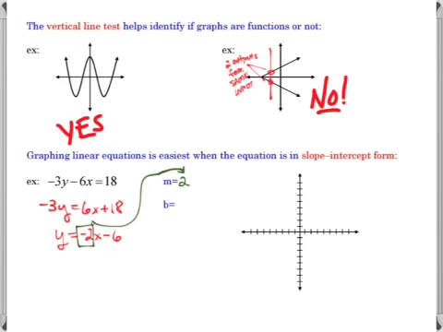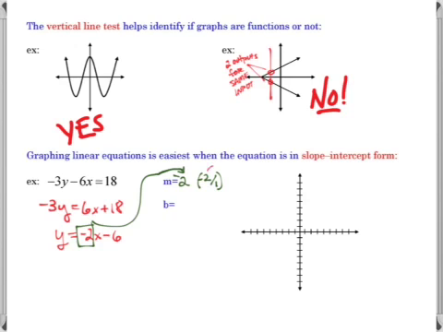When I wrote this originally, I lost my negative sign. So let me add it back in here on my presentation. So slope is negative 2. So that means my rise is negative 2, my run is 1.